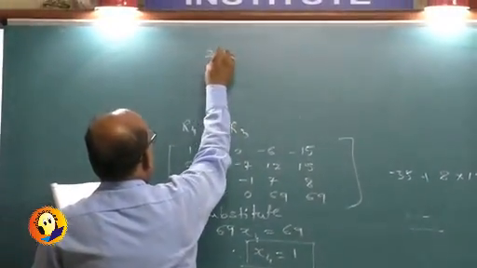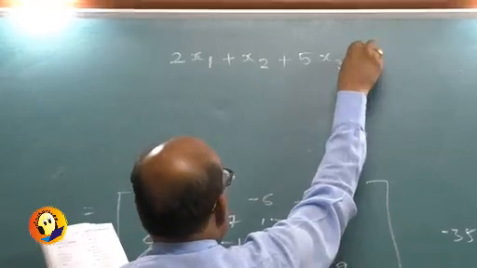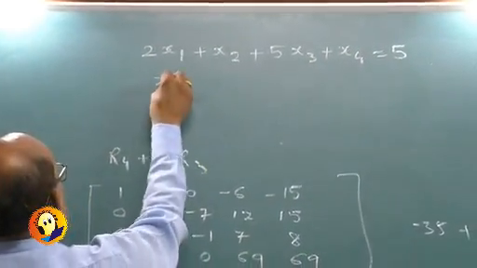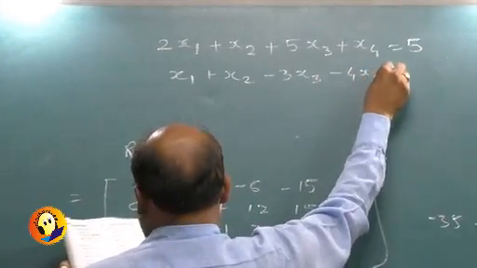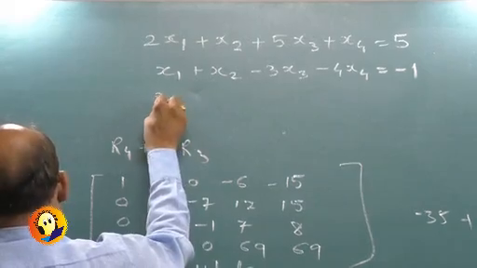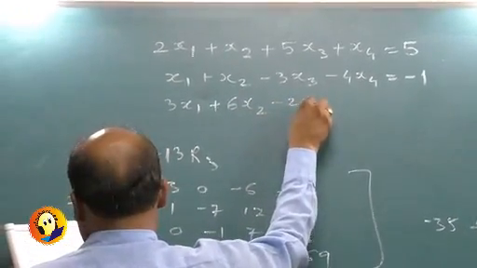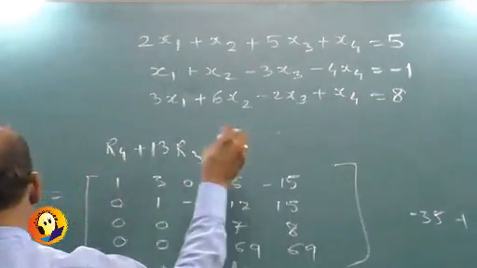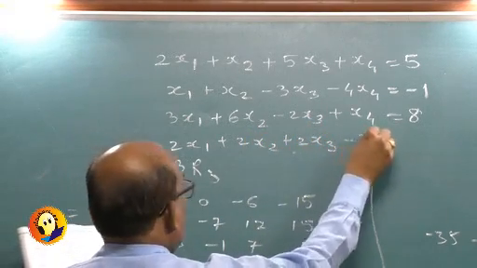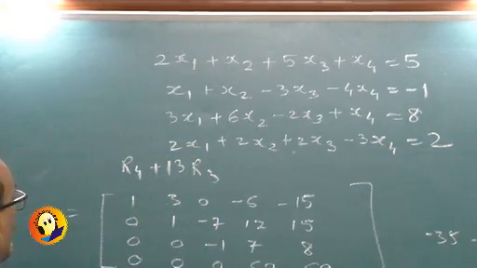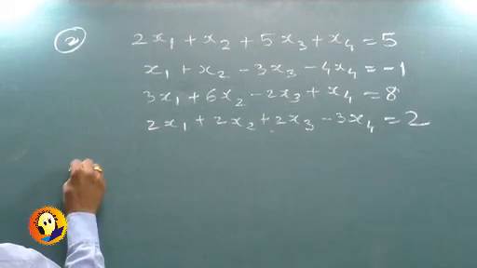So take this second problem: 2x1 plus x2 plus 5x3 plus x4 is equal to 5. x1 plus x2 minus 3x3 minus 4x4 is equal to minus 1. 3x1 plus 6x2 minus 2x3 plus x4 is equal to 8, and 2x1 plus 2x2 plus 2x3 minus 3x4 is equal to 2. This is problem number 2, and problem number 3.